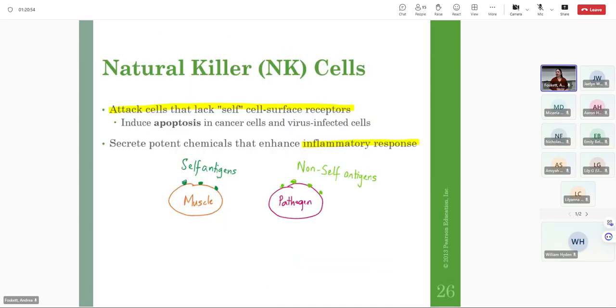All right, I will come back and talk about the rest of these elements of the innate response, and then move on to B cells, okay, in the next lecture.